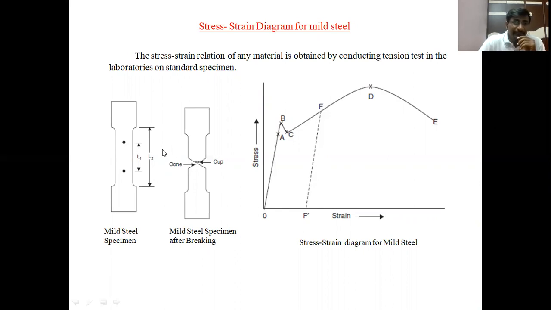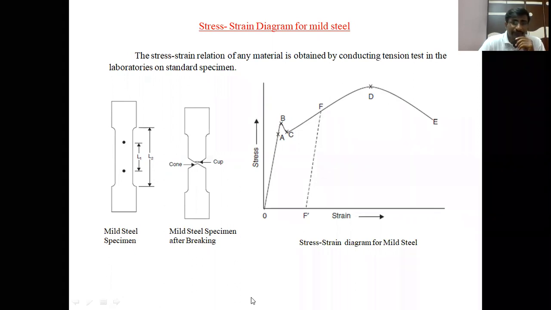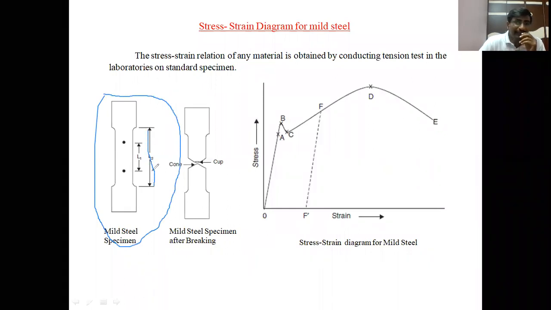Standard specimen means, here the first diagram shows the standard mild steel specimen. L2 is the grip to grip length. That means from up to this place the area is fixed into the grippers, and this place is also fixed into the grippers of the tensile testing machine.